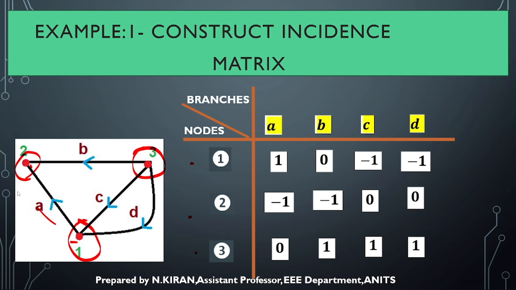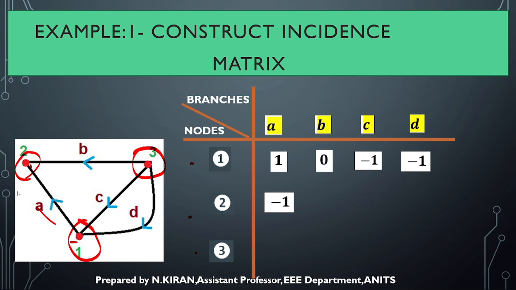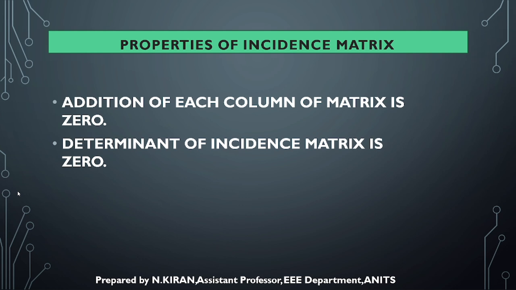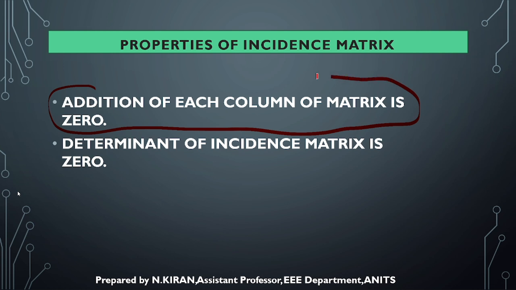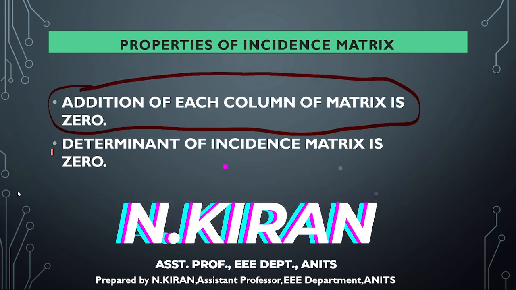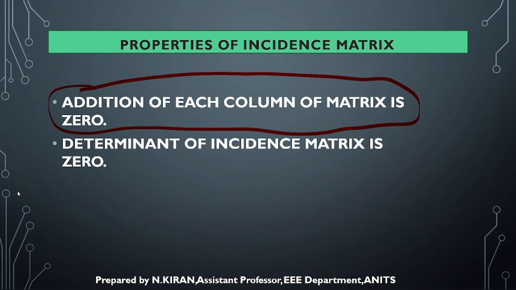Yes, sir. Okay. So after constructing the incident matrix, you can check whether your answer is correct or not. Only in this matrix can I check. How can I check? This is the condition. Let me go back to this slide. The first condition you can cross check: the addition of each column of the matrix should be 0. This condition must and should be satisfied for the incident matrix.